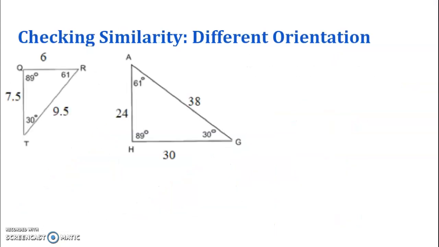Okay, what about when the triangles have different orientation? Well, we need to first match up the angles to be corresponding. I said 61, 61, 30, 30, 89, 89. So the angles seem to be good. But what about the corresponding sides?